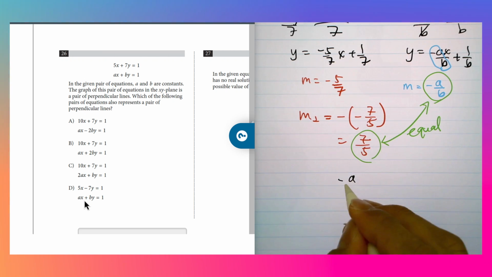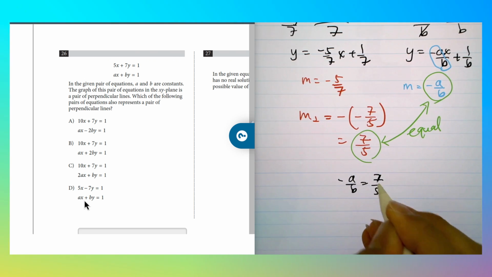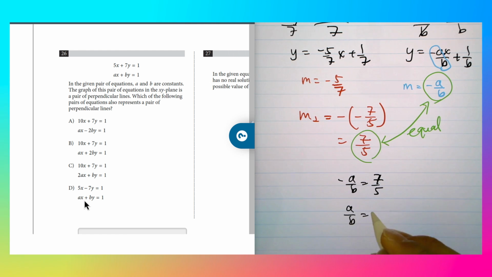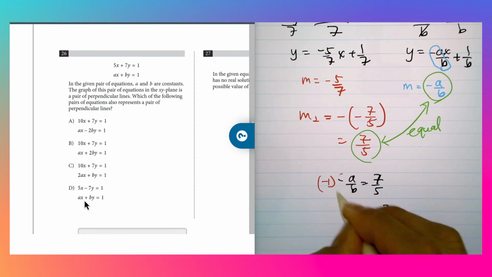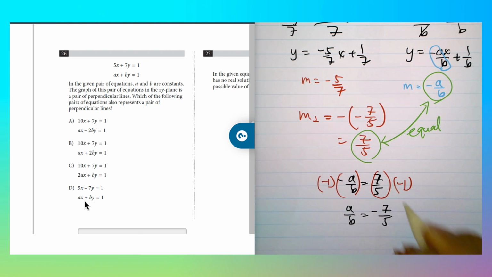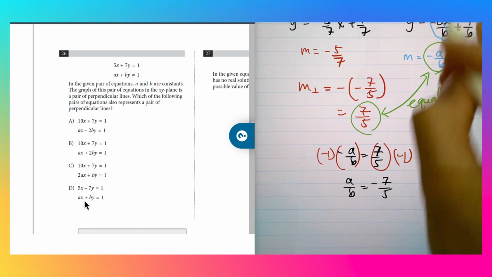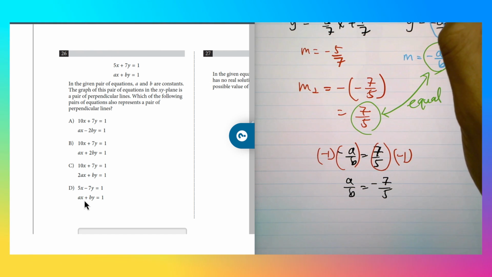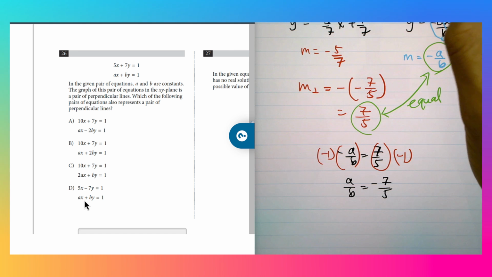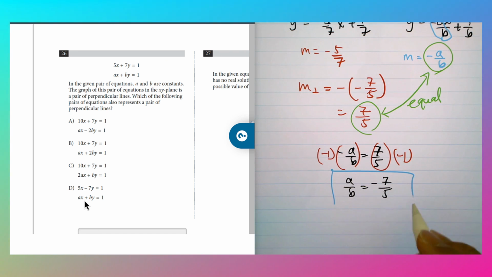When you have negative a over b equals 7 over 5, we can say just a over b equals negative 7 over 5 by multiplying negative 1 on both sides. Alright, so far we got this, so I'm going to circle it, let's use a different shape. I'm just going to box this for now. It's not the answer yet.